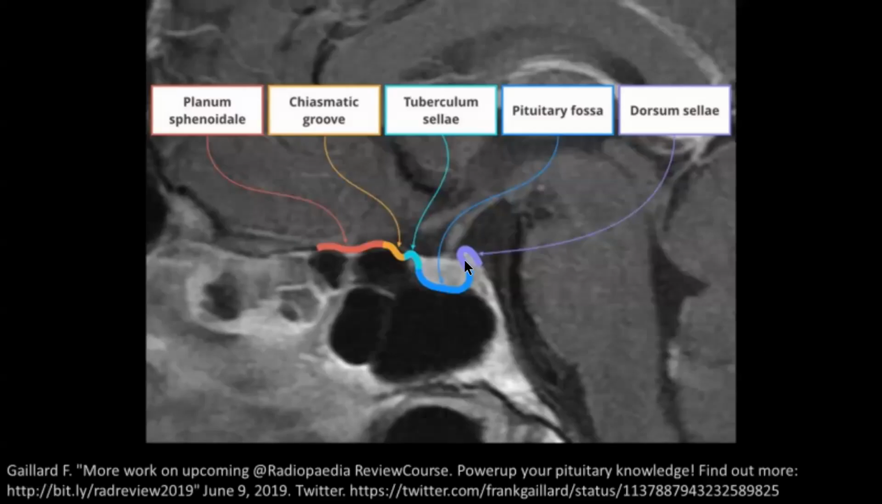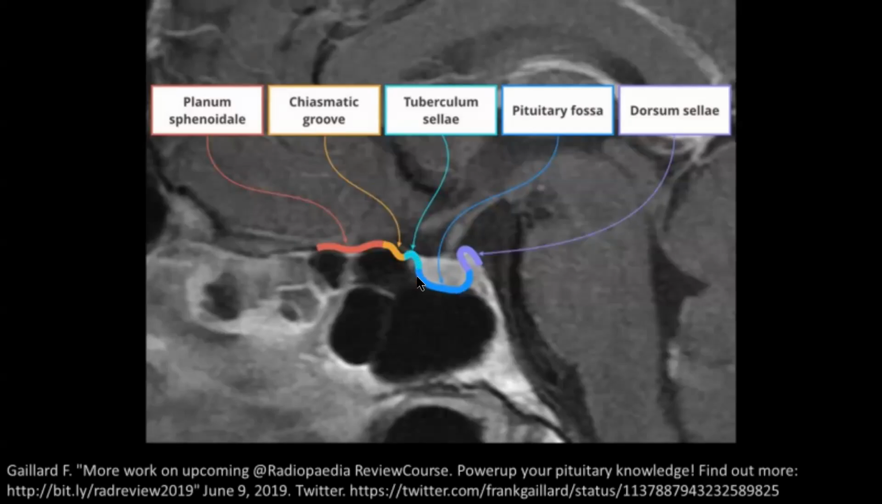Now, to review the anatomy of the sellar and parasellar region here on a sagittal image from Dr. Frank Gaillard from Radiopaedia, we have the planum sphenoidale, which is the flat part of the sphenoid body. And posterior to this is the chiasmatic groove. It's a very short transitional zone between the planum sphenoidale and the sellar structures, where the optic chiasm bifurcates and grooves a little bit the bone of the sphenoid. Then this little hump here at the anterior aspect of the sella is the tuberculum sellae.